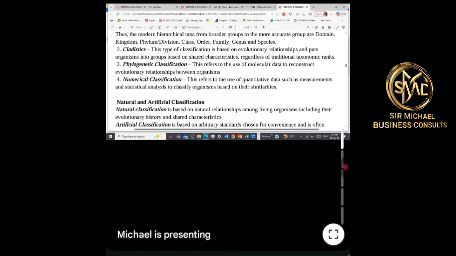So when we group organisms based on their flowers, like we group plants based on the shape of their flowers, is it this type of flower? Is it that and that? That goes for the example of numerical data being used to classify organisms.